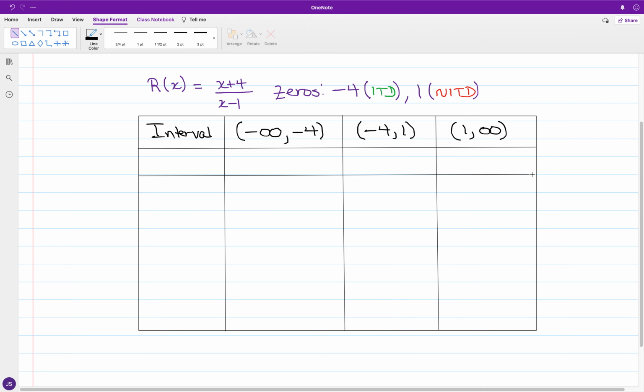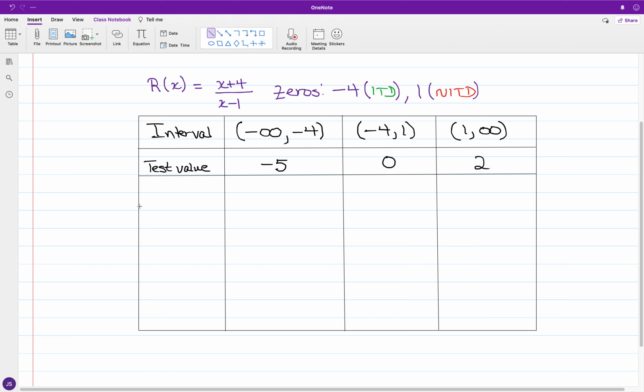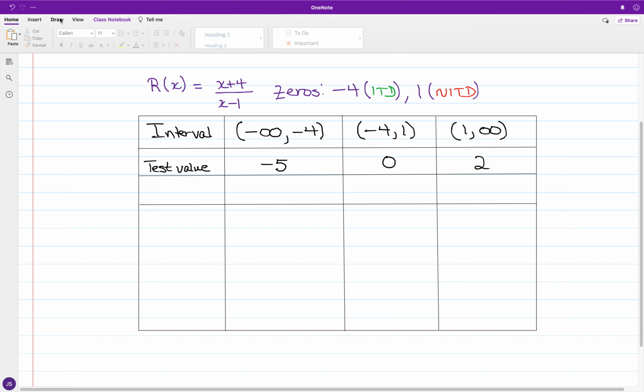Upon initiating, if we select test values for the input, for each interval: anything less than negative 4 is going to be a value that is more highly negative than negative 4, and negative 5 is a possible choice. Anything between negative 4 and 1, not including negative 4 or 1, we have 0 as a choice. And anything greater than 1, we can go with the number 2. That is the selection of the test values.